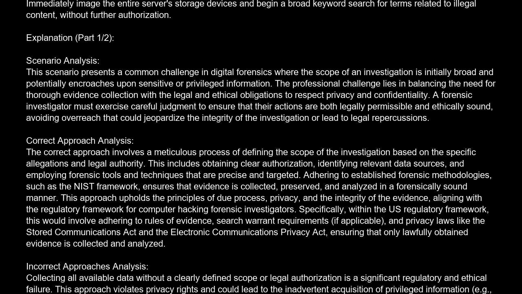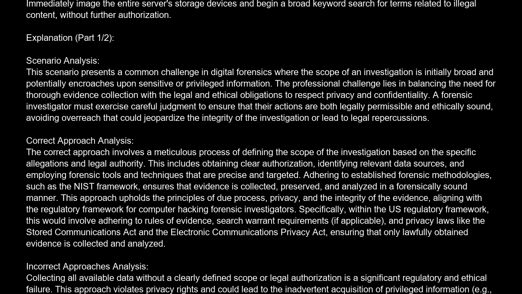Specifically, within the U.S. regulatory framework, this would involve adhering to rules of evidence, search warrant requirements, if applicable, and privacy laws like the Stored Communications Act and the Electronic Communications Privacy Act, ensuring that only lawfully obtained evidence is collected and analyzed. Incorrect approaches analysis. Collecting all available data without a clearly defined scope or legal authorization is a significant regulatory and ethical failure.